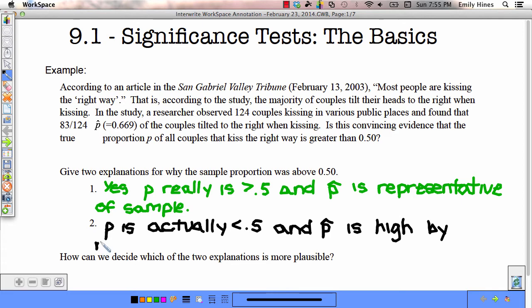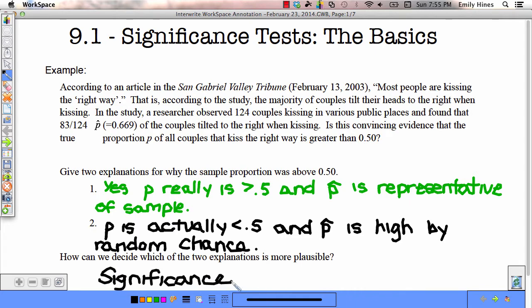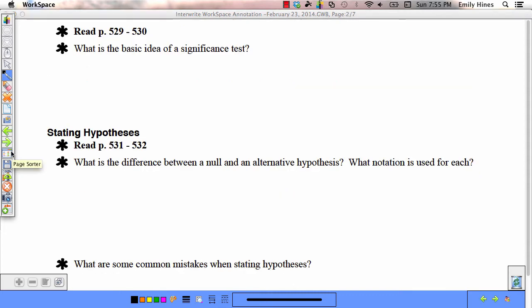Okay, these are always your two explanations, and you're looking to try and decide which one is more plausible. Is it that the claim really is true and you have the evidence to back it up? Or is it that the claim maybe is not true and your value just happened by random chance? The way that we decide which of the two is more plausible, that's where the significance test comes in. It's always one of these two explanations, and we are just trying to use the significance test to determine which one is the case.